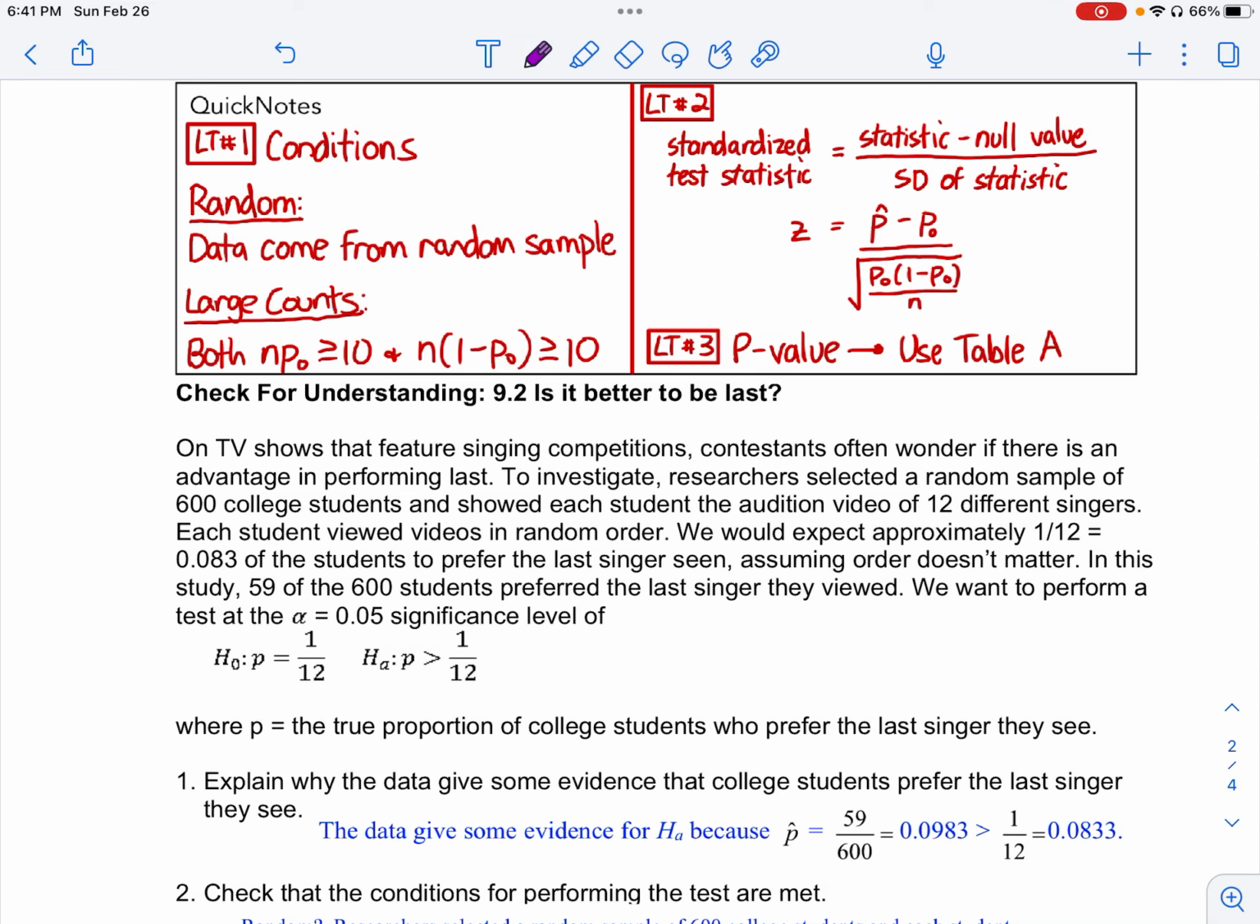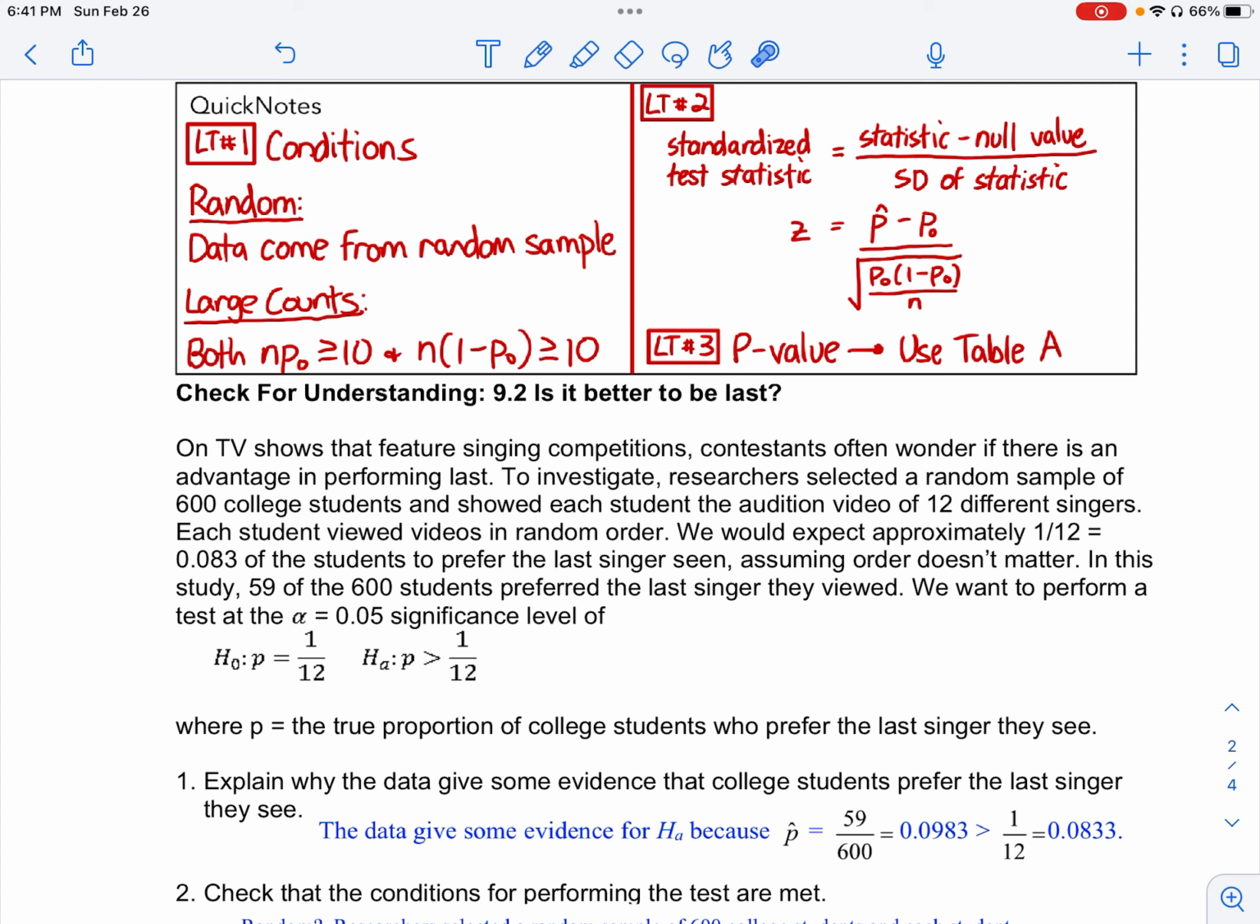This is lesson 9.2, check for understanding. You can see the quick notes on the top that we did in class. I think in class I added independent on top of these. These are nothing new. This over here on the right side, this is what's new.